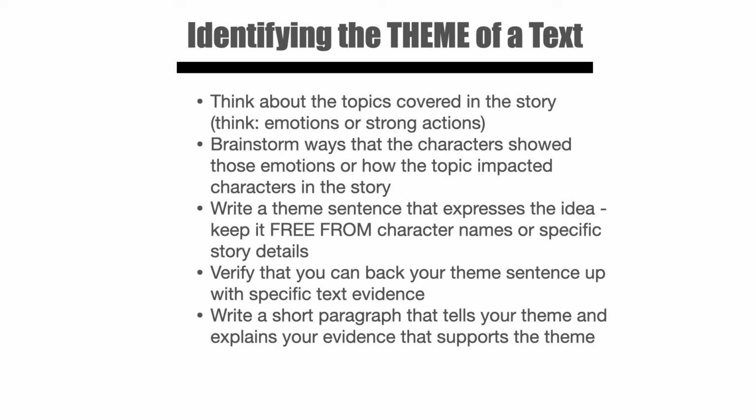Think about the emotions or the strong actions showed by the characters. Then brainstorm ways that the characters showed those emotions or how the topic impacted characters in the story. Write it out in sentences. And then take your sentences and choose your strongest one. Write a theme sentence that expresses the idea, keeping it free from the character names or specific story details. Then verify that you can back up your theme sentence with specific text evidence. Finally, write a short paragraph that explains your theme and explains the evidence that you have from the text to support it.